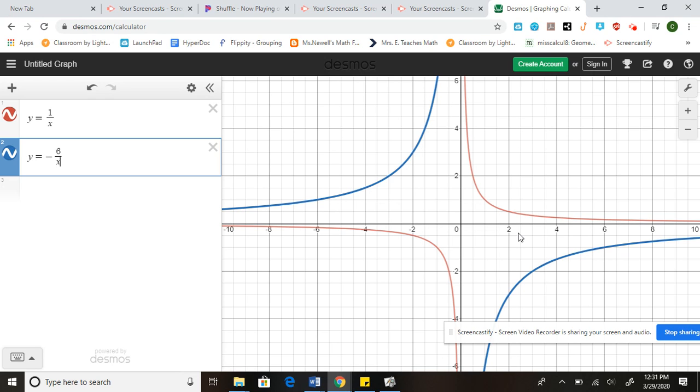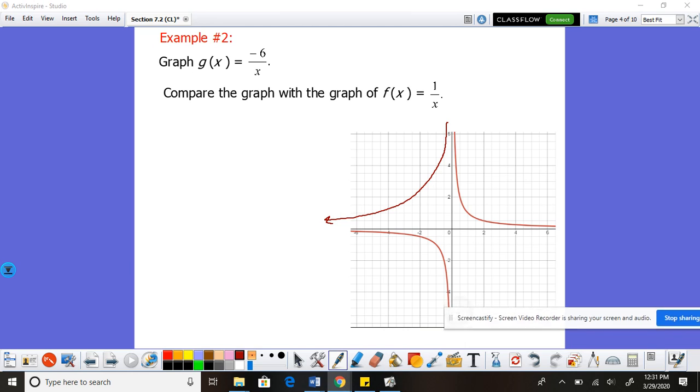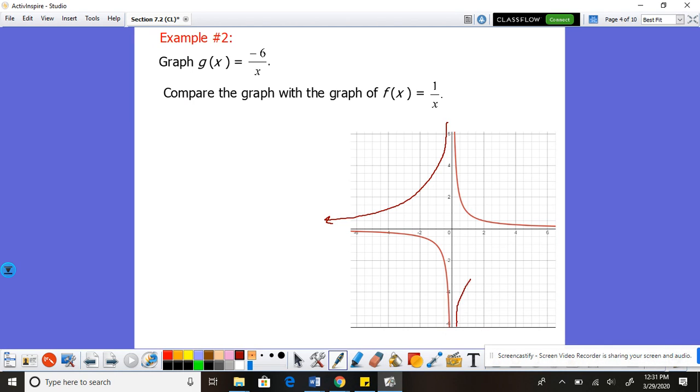Okay, so if I go back to my notes screen, the graph looks something like this, and this. Okay, so if I describe that in words, once again, I stretched it away from the axis. And then I also have a reflection.